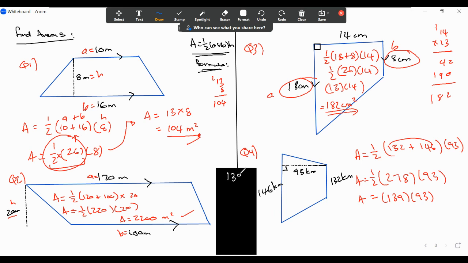So we've got 139 multiplied by 93. 3 times 9 is 27. Carry the 2. 3 times 3 is 9 plus 2 is 11. Carry the 1. 3 times 1 is 3 plus 1 is 4. Put a 0. 9 times 9 is 81. Don't put the 8 there. We put 1 there and carry the 8. 9 times 3 is 27. 27 plus 8 is 35. Put the 5, carry the 3. 9 times 1 is 9 plus 3 is 12.